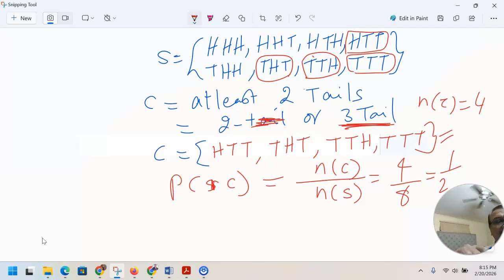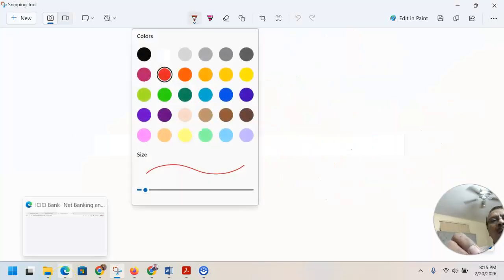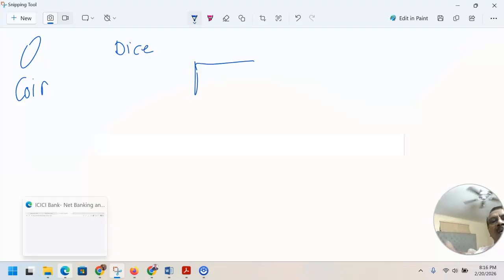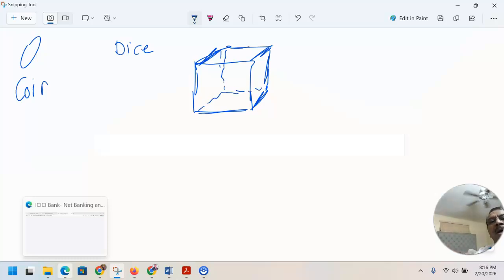So I'll take another example. I gave you an example about coins, right? So this was done. Now let's take an example of a dice. So what is a dice? The dice is always a cube with six faces, and each of the faces is numbered 1, 2, 3, 4, 5, 6, right? So the front and the back, so one, the back side will be 5.